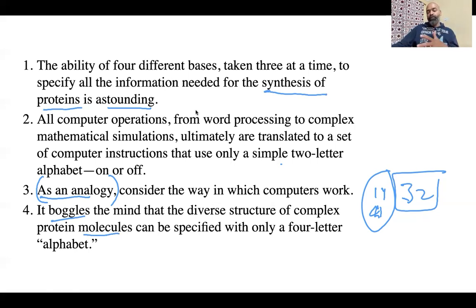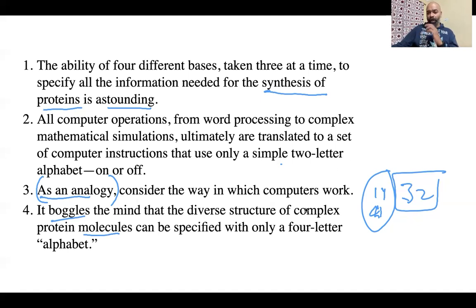So think of it this way, right? The ability of 4 different bases taken 3 at a time to specify all the information needed for the synthesis of proteins helps you understand why we are talking about proteins, isn't it? It boggles the mind that the diverse structure of complex protein molecules can be specified with only a 4-letter alphabet. Okay, and then he's going to an analogy. So between 1 and 4, there's only a very thin, narrow line, and you can be forgiven if you get 4-1 instead of 1-4.